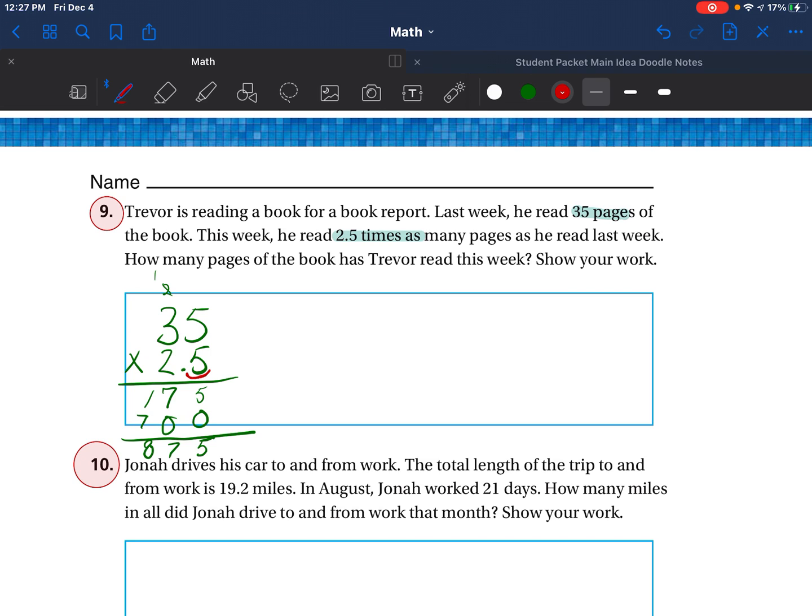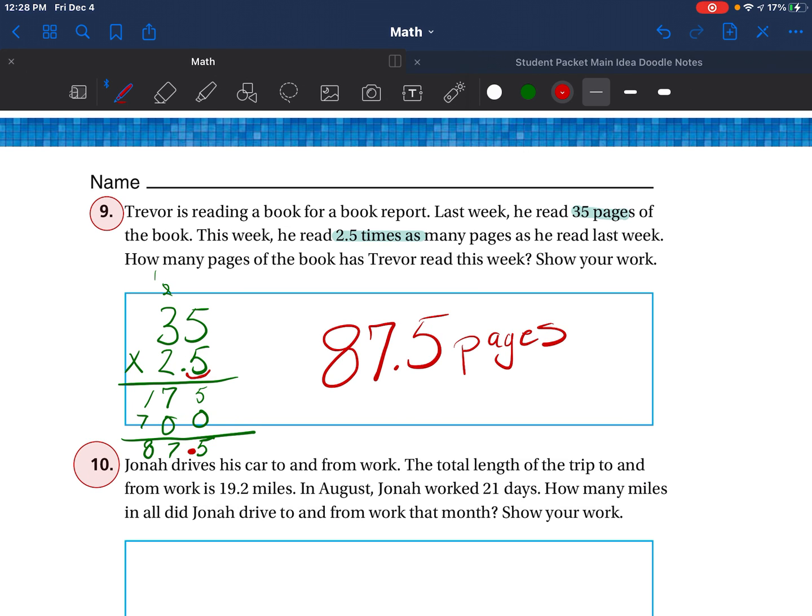So I would have 5, 7, and 8. And then I count my decimal places. In this case, I only have 1, so I put it right there. So it would be 87.5 pages. And I need to see all of that work. You guys will have work paper to do this on, so you'll only need to put your answers into quizzes and then submit work to me through Google Classroom using your camera.